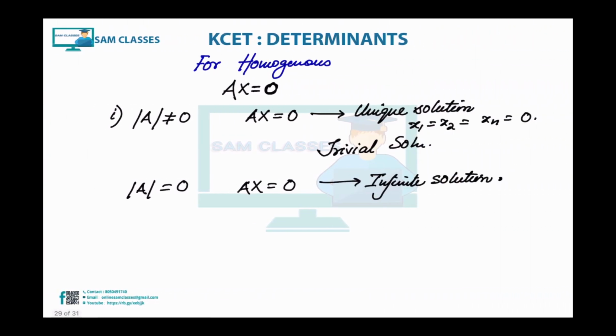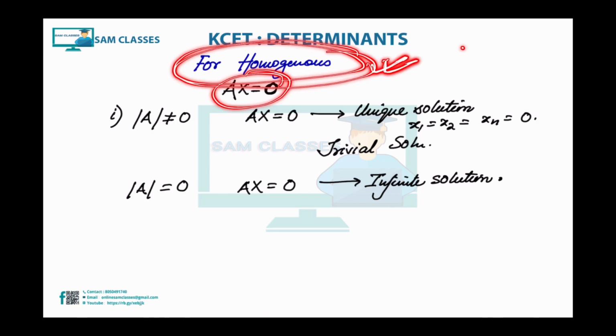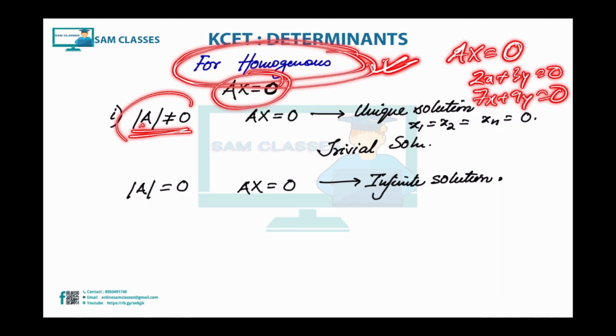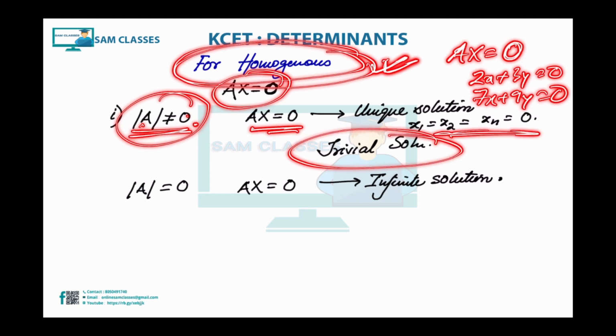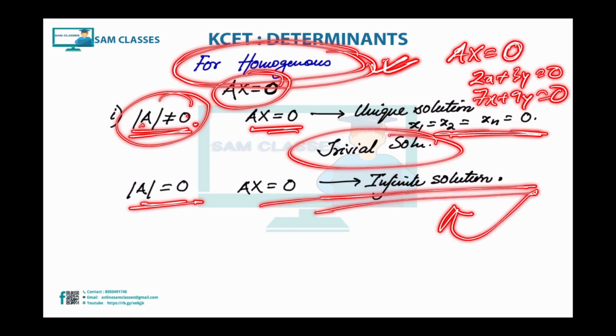Okay. Coming to the last part, where homogeneous. So once we start solving questions, you'll be able to understand more in depth. Homogeneous will be like Ax equal to 0 form. Okay. Like 2x plus 3y is equal to 0 and 7x plus 9y is equal to 0. In this kind of situation, first thing is, if determinant of A is not equal to 0, then we have trivial solution, all values 0, 0, 0. And if determinant is equal to 0, then we have infinite solutions. Okay, means whatever values of x and y, they will all satisfy it.